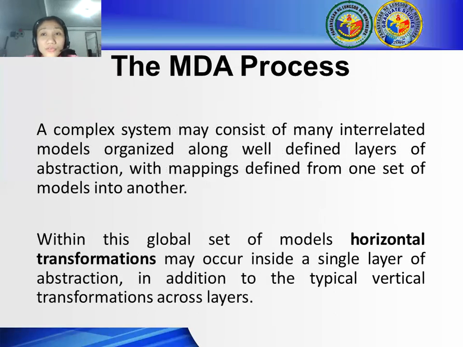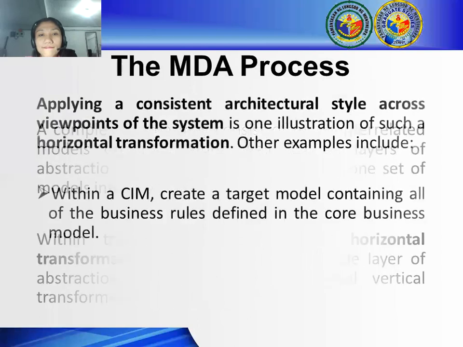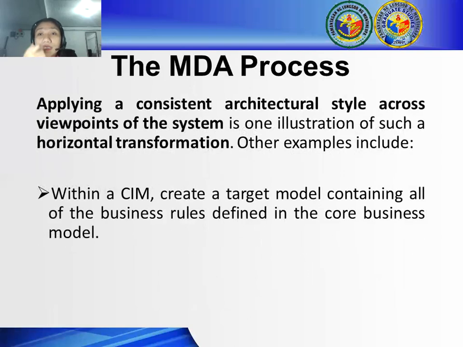A complex system may consist of many interrelated models organized along well-defined layers of abstraction, with mappings defined from one set of models into another. Within this global set of models, horizontal transformation may occur inside a single layer of abstraction, in addition to the typical vertical transformation across layers. Applying a consistent architecture style across viewpoints of the system is one illustration of such a horizontal transformation.